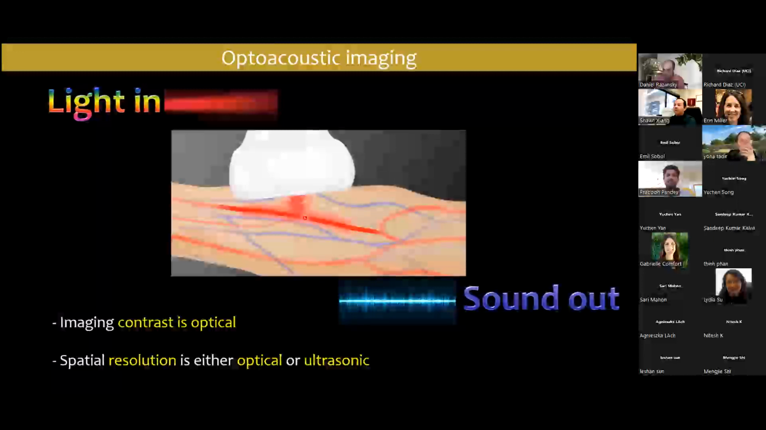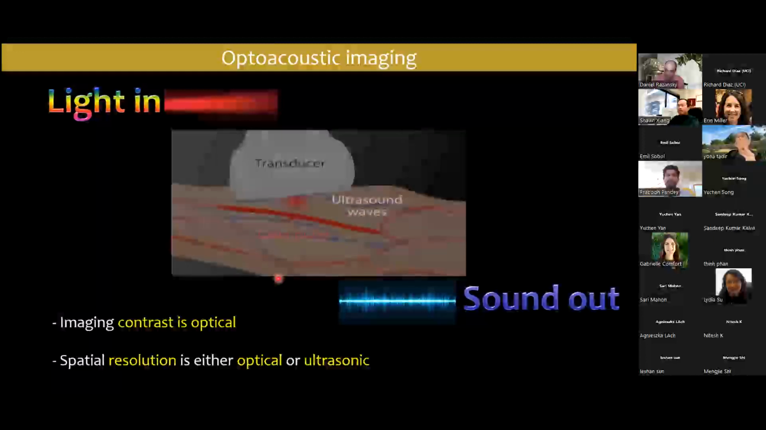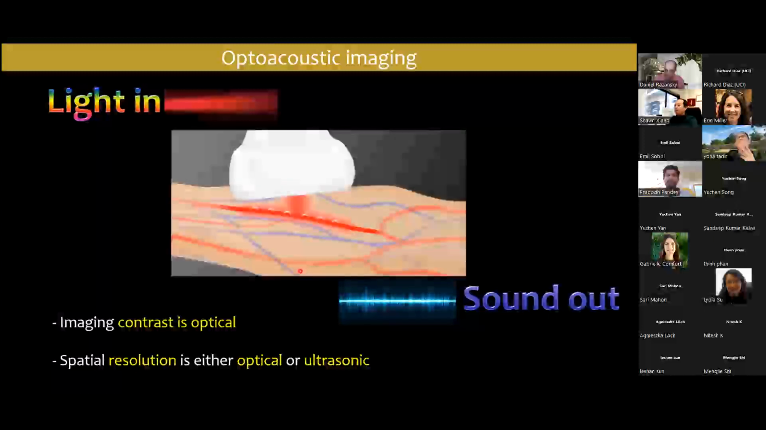So in this case, the imaging contrast will be optical, or more precisely, it would represent optical absorption, but the spatial resolution can be made either optical in superficial tissues, or alternatively ultrasonic if you reconstruct images from deep tissues at, say, centimeter scale penetration where the light is fully diffuse. So we can basically enjoy both the rich optical contrast and also high resolution in deep tissues.